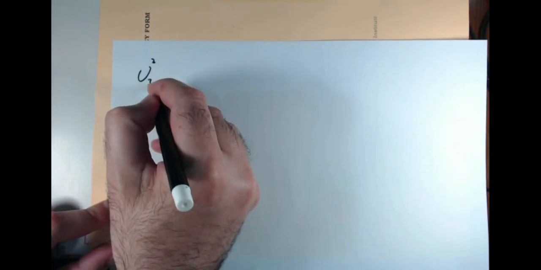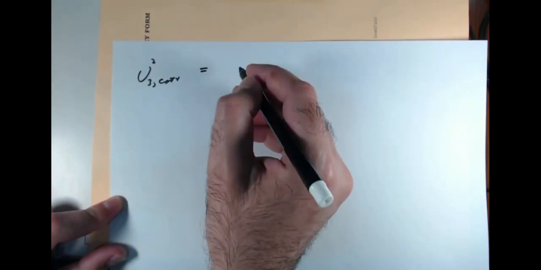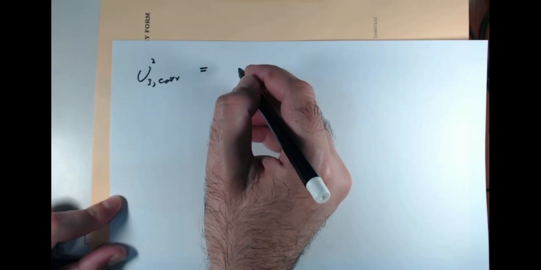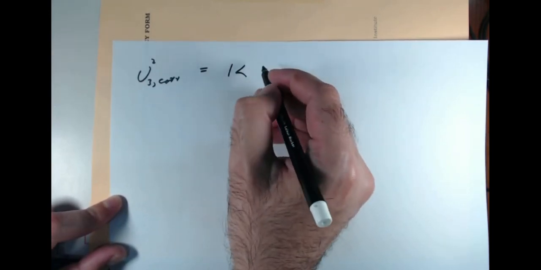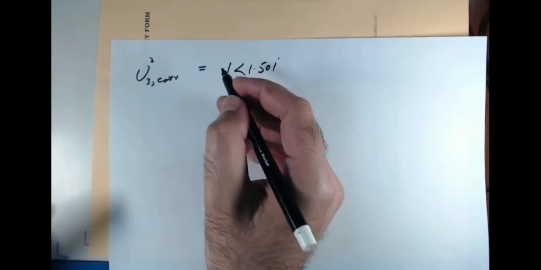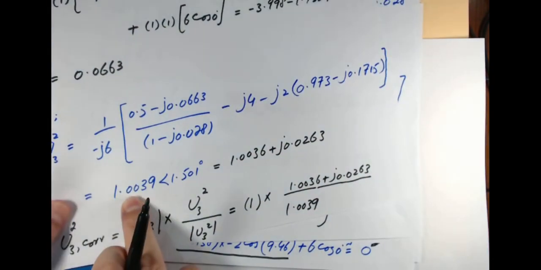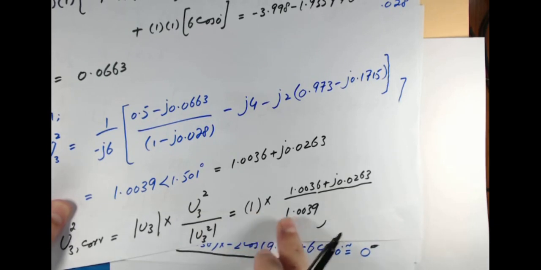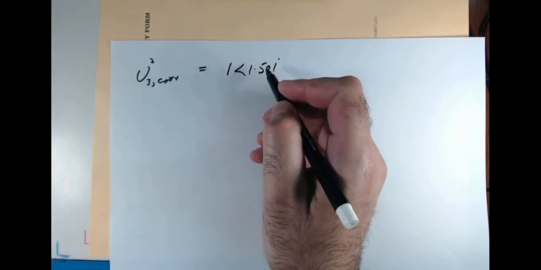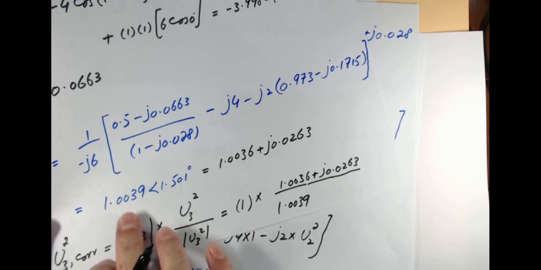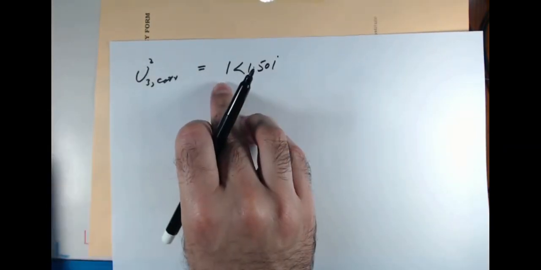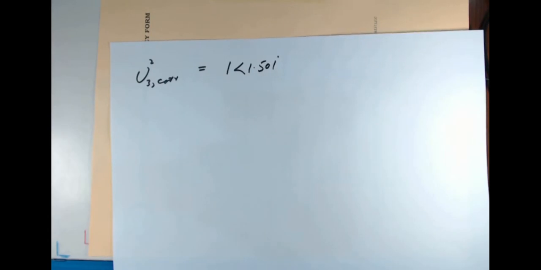U3 corrected value will become approximately 1 with an angle of 1.501. So now if we compare it with this one, when we apply the correction, the magnitude now retained is 1 and the angle is basically determined in this way, so that becomes 1.501, which is approximately the same as this one, but the voltage magnitude is now retained to 1. So this is the correct value of the voltage at bus number 3.